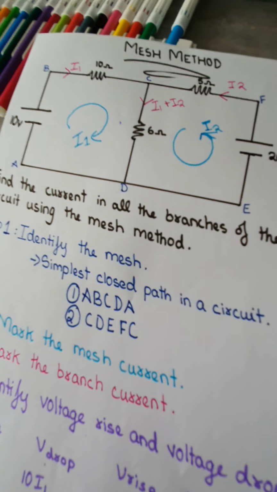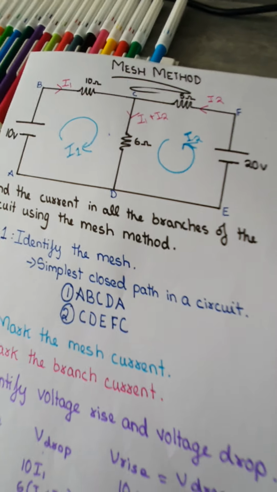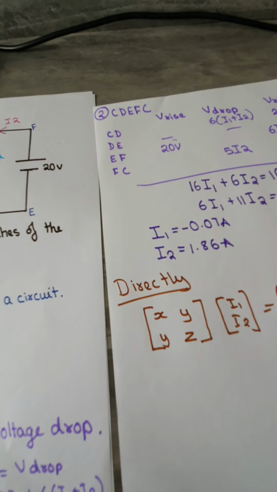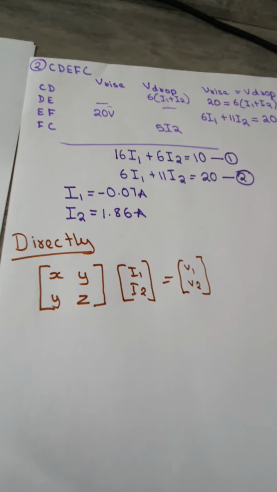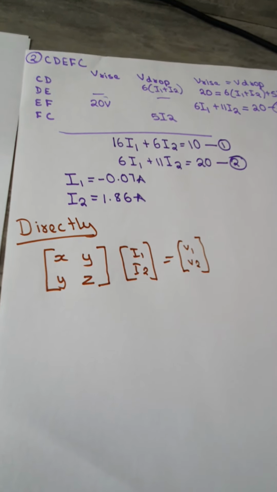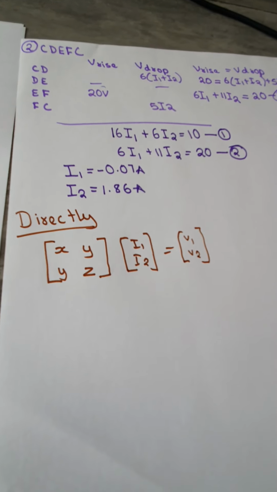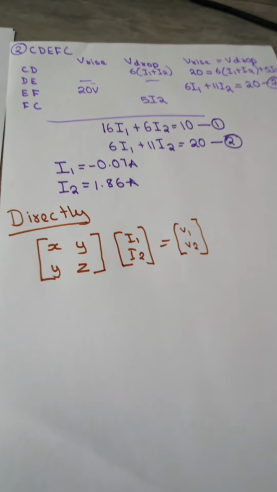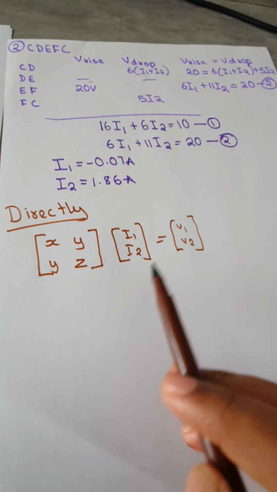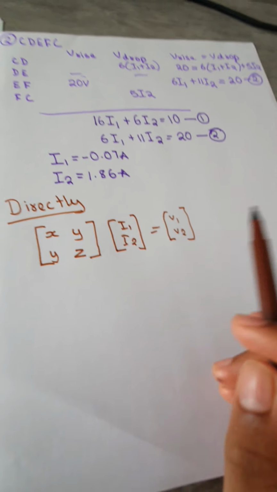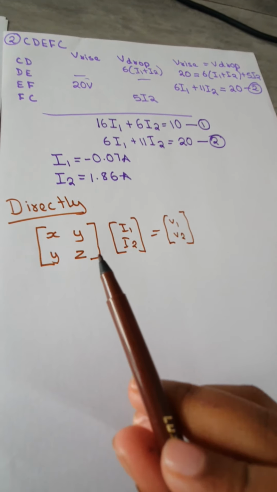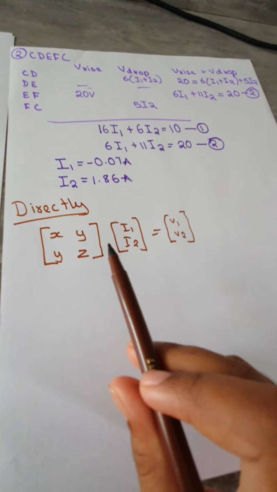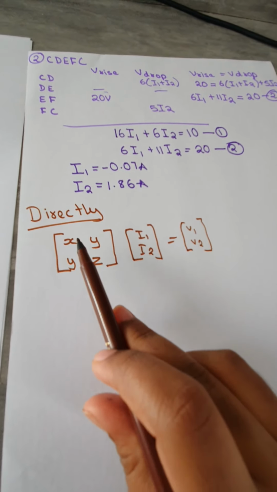Now this same question can be done directly without doing all the step 1, step 2 and step 4. You can directly do it using matrix methods. So in the matrix you can see I've just mentioned x, y, y, z, I1, I2 and b1, b2. So the x value is the sum of resistance in mesh 1.